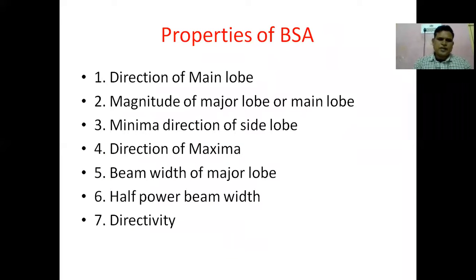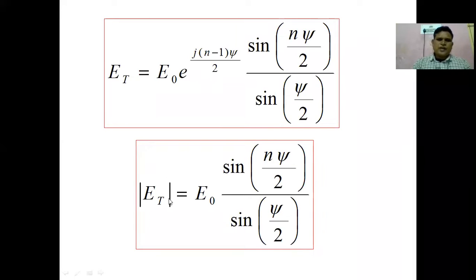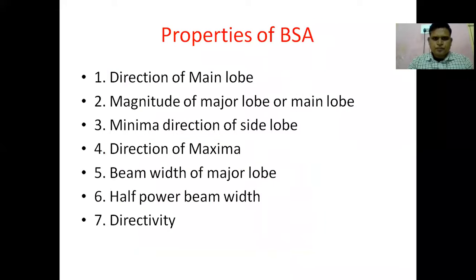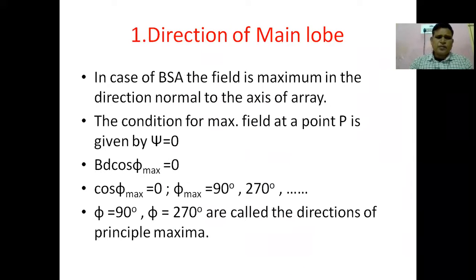Here I mentioned some properties: direction of main lobe, magnitude of major lobe. If you arrive at this point, from here onwards it is very easy. From the main examination point of view also, this is a very direct question. In every question paper, they will ask questions on broadside or end fire arrays. In mid exams also they will ask one question from this. Now we'll see the properties one by one.